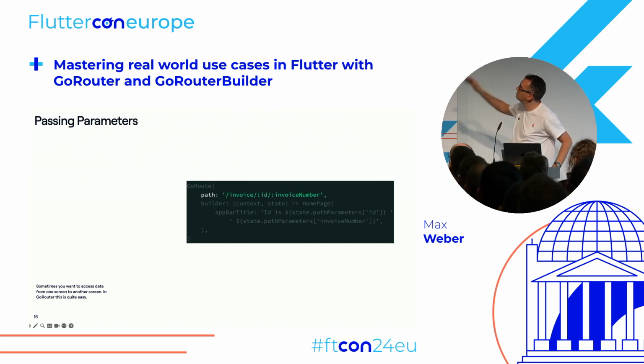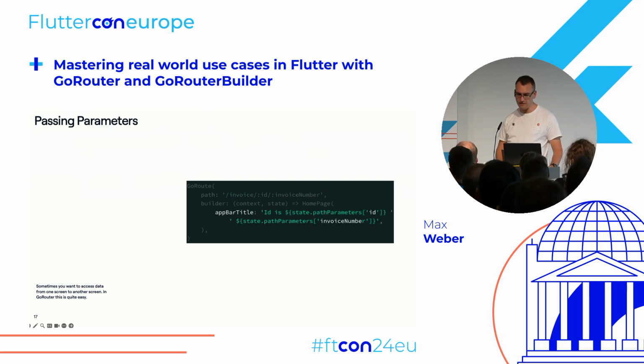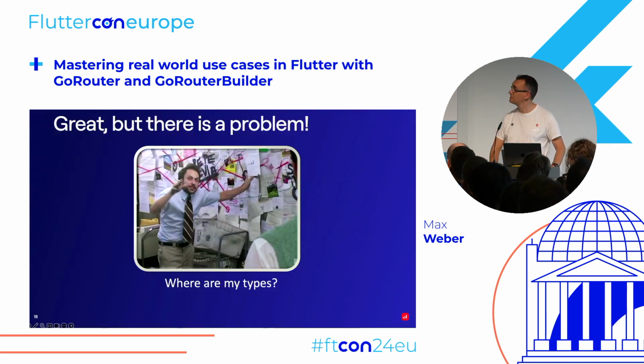Cool. Parameters. Now comes a very interesting part. I created a route here in this case with two parameters, the ID and the invoice number. It's just a basic example, but what we can do is now access these parameters by calling the state.path parameter and get the value there. That is great, I get the values there, but does someone see a problem with that? Yeah, types, exactly, great, but there is a problem. Where are my types? So we lose the types here, and we don't like that.